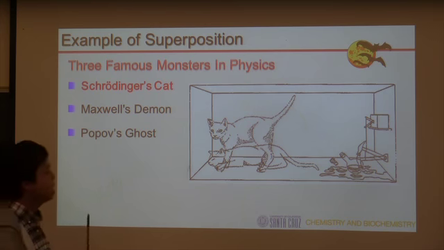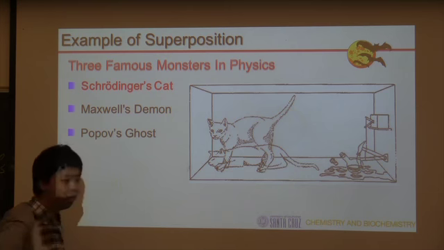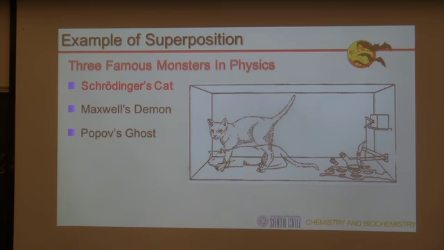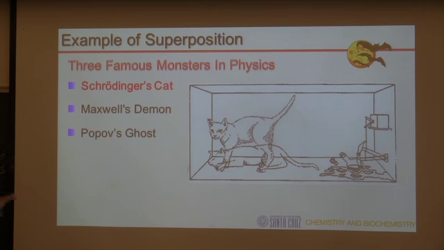Once it decays, it will trigger the switch here, and the hammer will smash the bottle, and will release all the toxic gas sealed in the bottle. So actually the cat will be killed. But with only 50% possibility, right? Because the decay is actually 50% possibility.